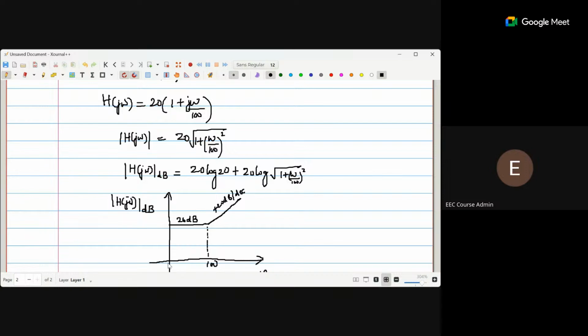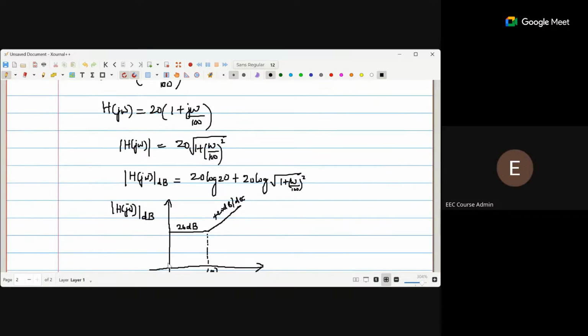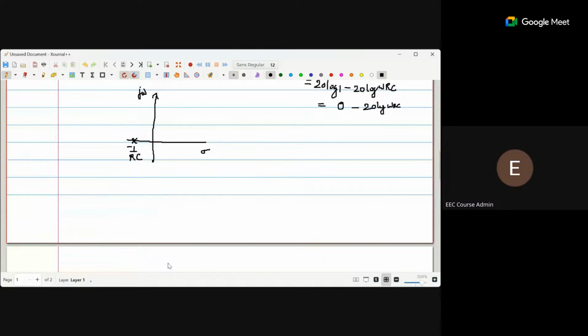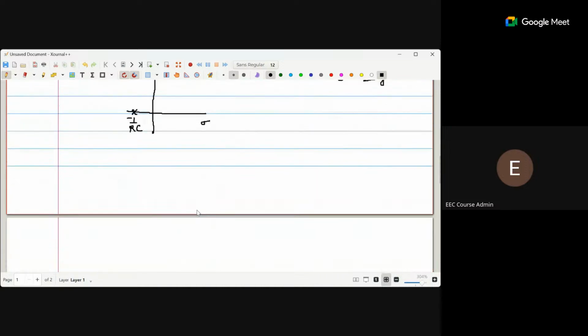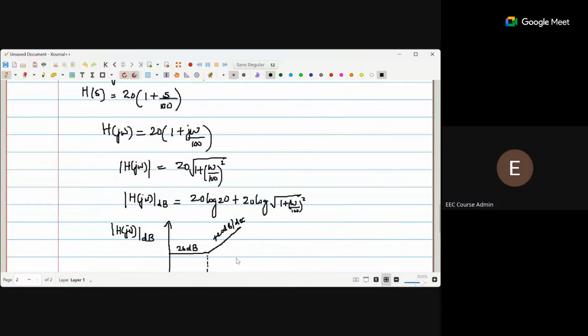So with that, we try to understand that a pole will introduce a slope of minus 20 dB per decade in the magnitude plot of the Bode plot, and a zero will be just the reverse. It will have the impact of plus 20 dB per decade on the slope of the magnitude plot of the Bode plot.